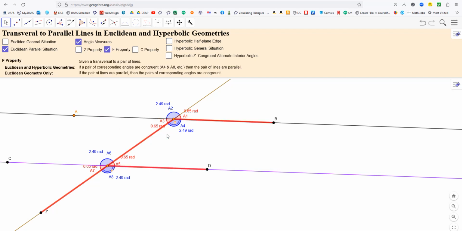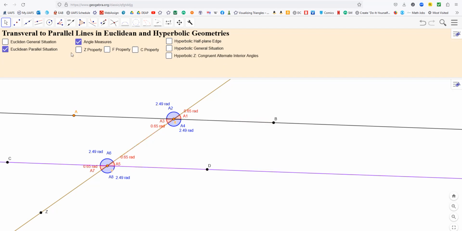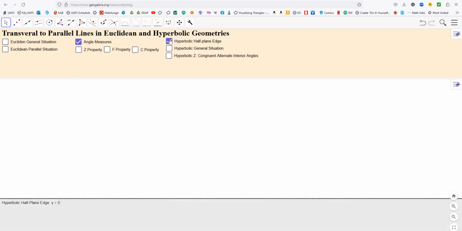Another way we looked at was the F property. See the letter F? So a corresponding angle like 4 and 8, if they're congruent, then we're in this situation where we have parallel lines. And then we had the C property. Here we can see a stylized letter C. If we have 2 angles on the same side of the transversal that are interior, and they're not the same measure, but supplementary, then the 2 original lines had to be parallel.